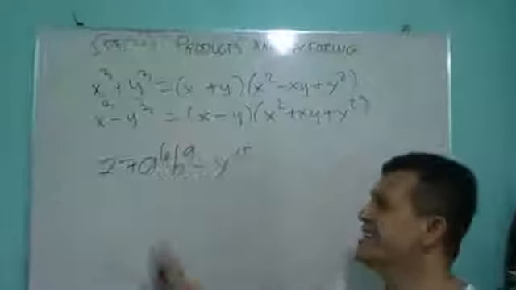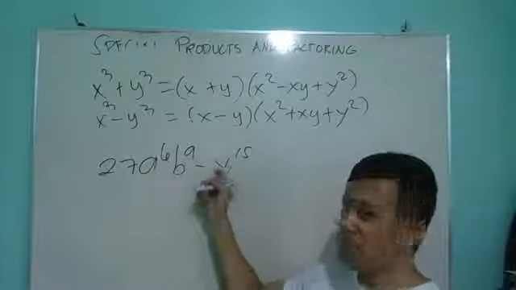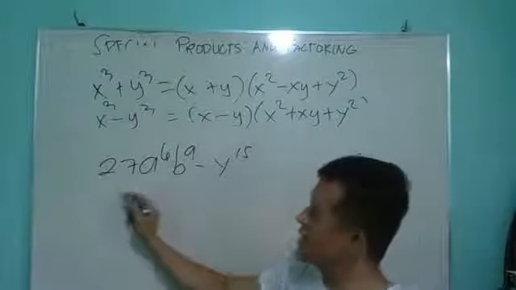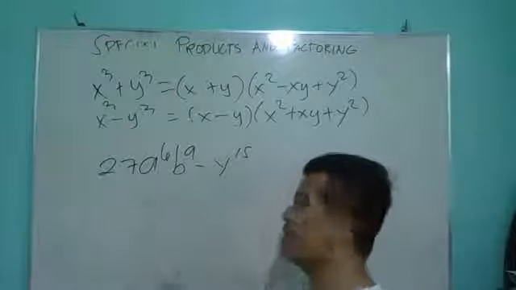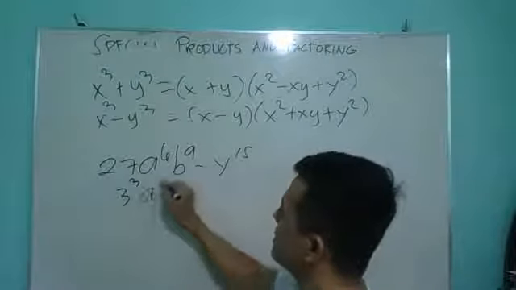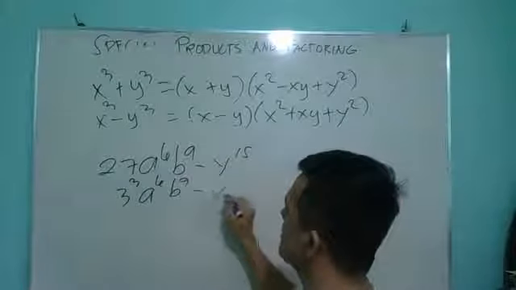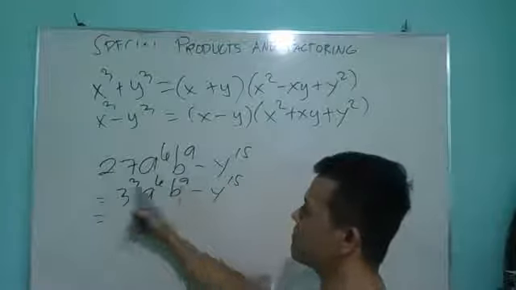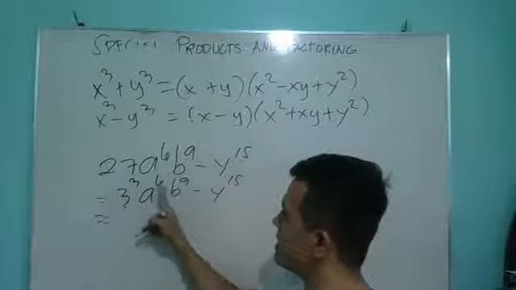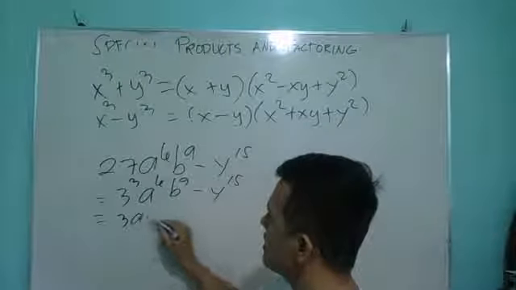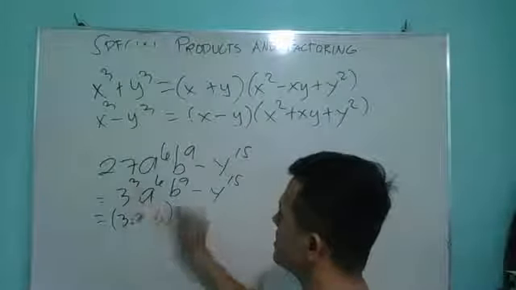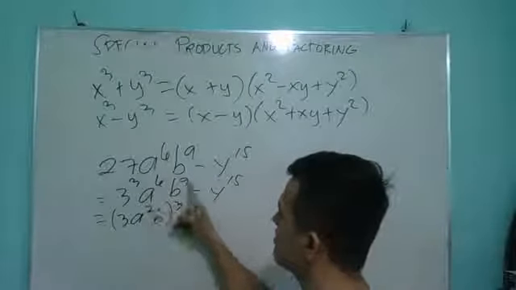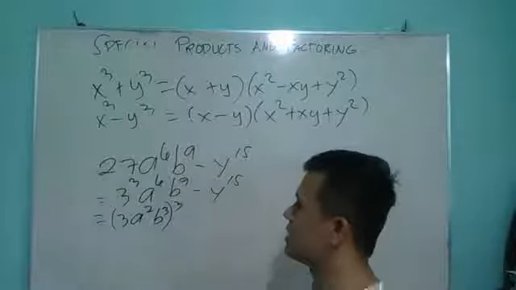Okay. So it's 27a^6b^9 minus y^15. Remember that all of this can be expressed in cubic form. So 27 is 3 times 3 times 3, or 3 cubed. So we have 3 cubed a^6b^9 minus y^15. And this can be expressed by putting the common exponent of 3 out. 3 times 3, this is 3. 3 divided by 3 is 1. 6 divided by 3 is 2. 9 divided by 3 is 3. There we go. That's it.